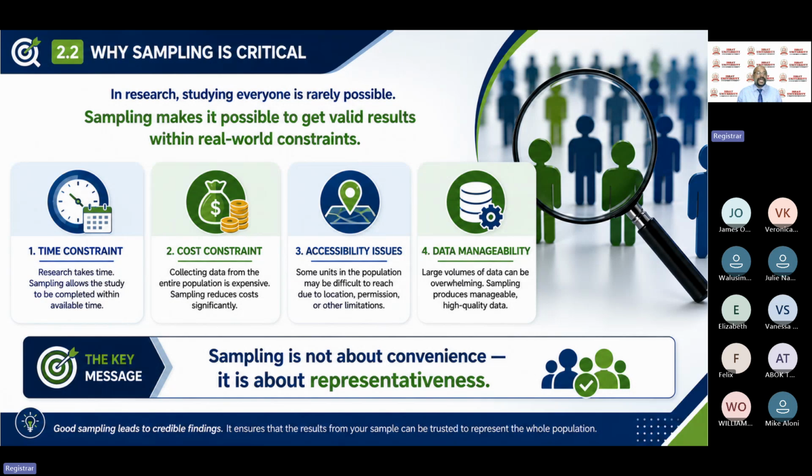It takes a lot of time in the real world. So research takes time. Sampling helps us to get data from a subset and we can generalize. Then cost, yes, man, collecting data is too much. Money is too much.